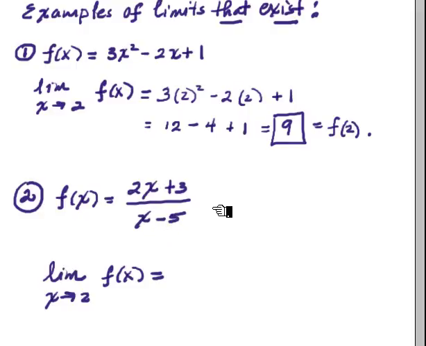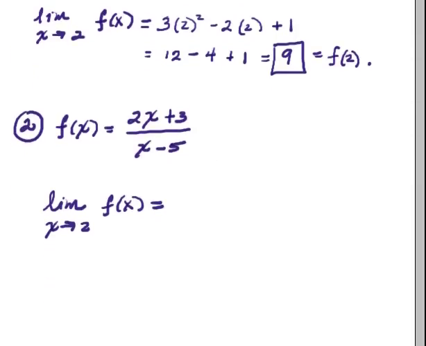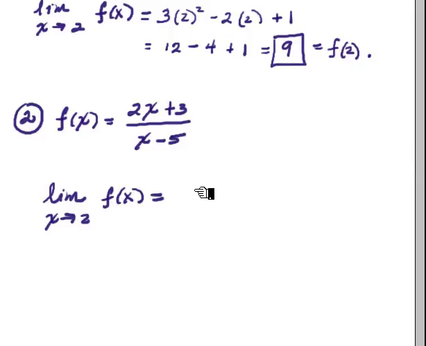And this rational function, nothing unusual is going on near x equals 2. This function doesn't exist at x equals 5 because of the x minus 5 in the denominator. But at x equals 2, the function does exist. So let's just take the limit as x goes to 2. If we have a rational function and 2 is not a 0 of the denominator, then we take the limit by just substituting in, just like we did for the polynomial above.